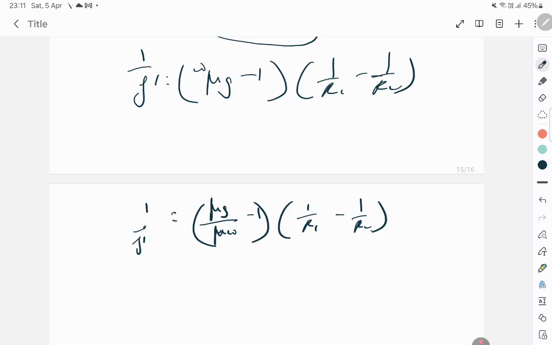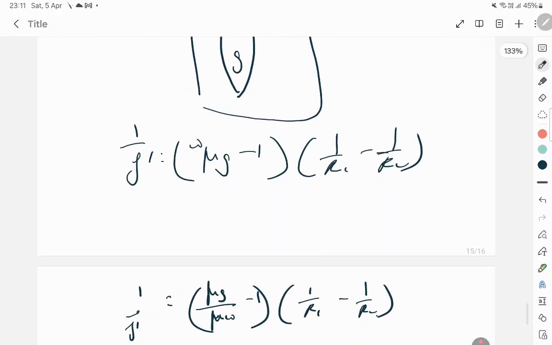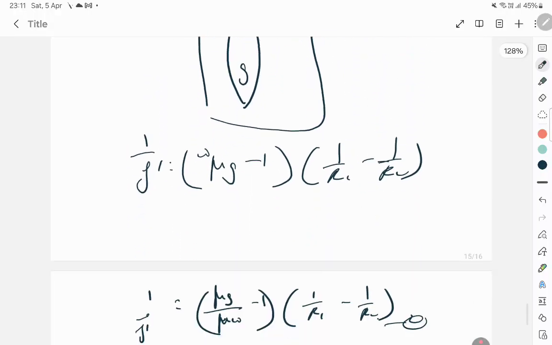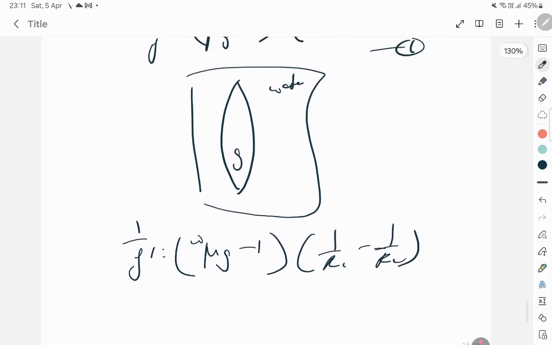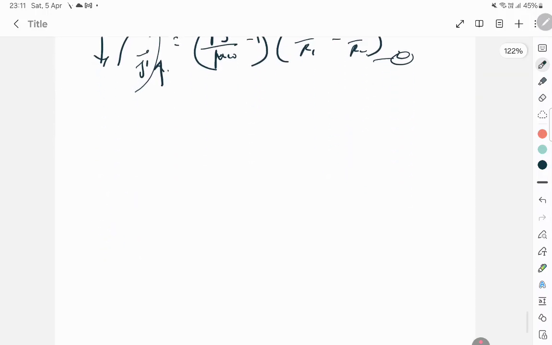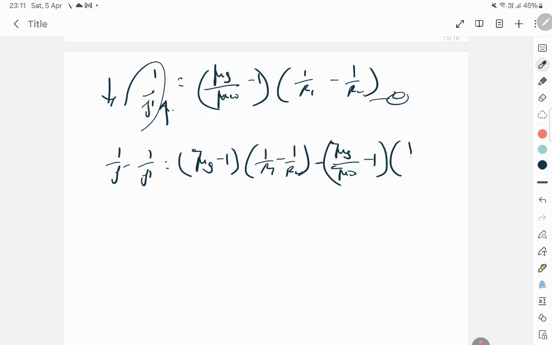So now let's find the difference in focal length between the first one and the second one. The focal length will increase in this, so this answer will decrease. So let's subtract the first equation first. 1 by f minus 1 by f dash, which is mu of glass with respect to air minus 1 into 1 by r1 minus 1 by r2, minus mu of glass with respect to air by mu of water with respect to air minus 1 into 1 by r1 minus 1 by r2. So let's try doing something with this to get the answer.